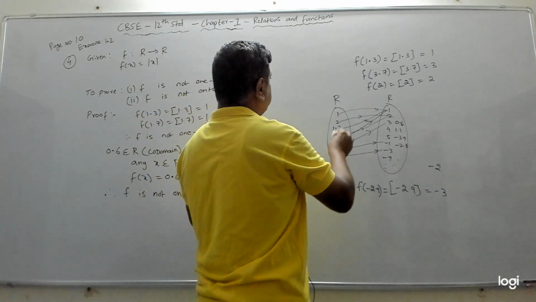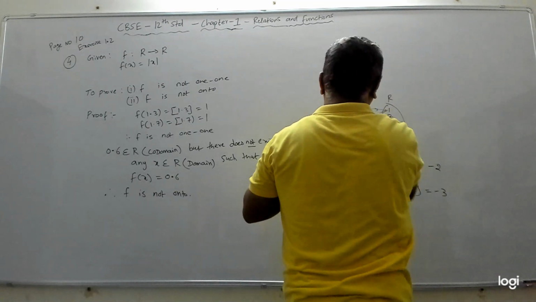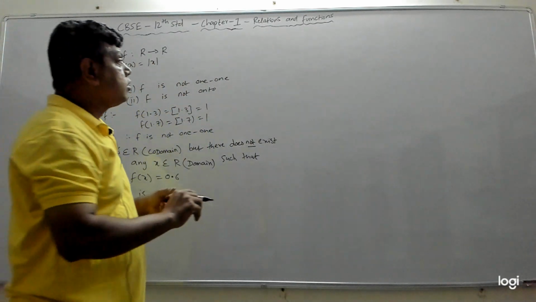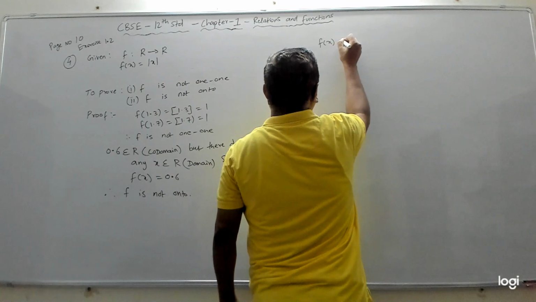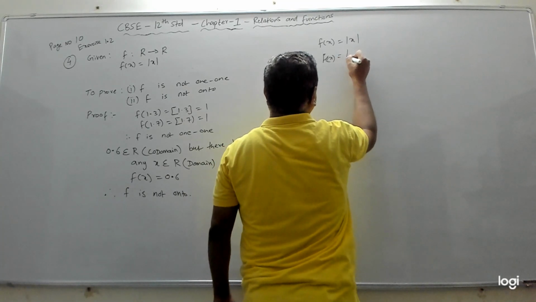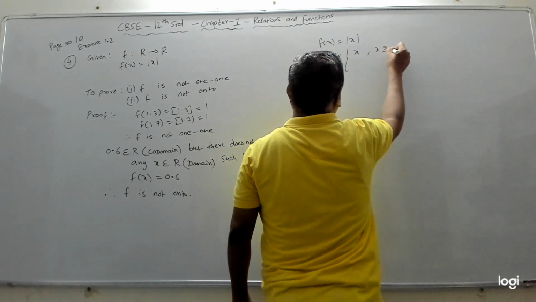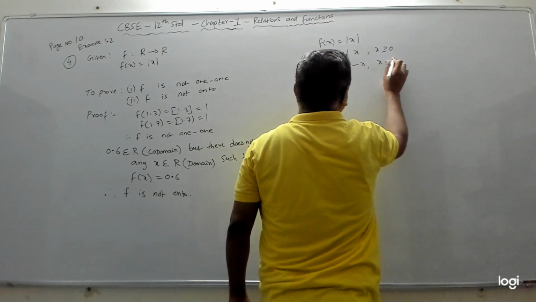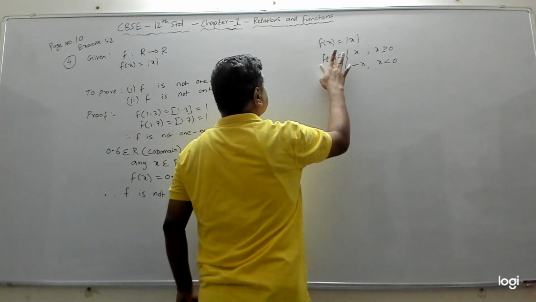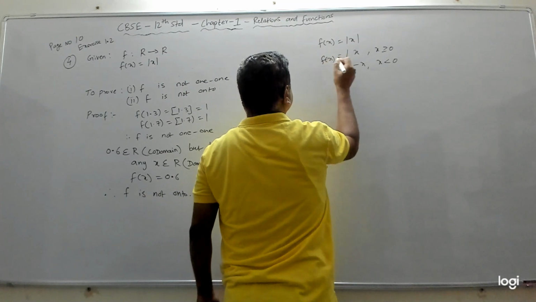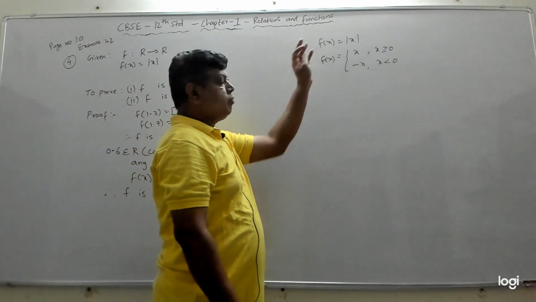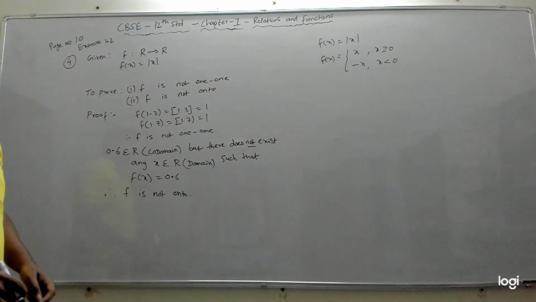Now let's try to understand this function, the mod function. We also have a definition of mod. The definition of f of x equal to mod x means we can also define f of x in this way: it is x when x is greater or equal to 0, and it is minus x when x is less than 0. Both are one and the same. The definition of mod x is f of x equal to x when x is greater or equal to 0. It becomes minus x when x is less than 0. So both mean the same. Right? So now let's try to understand how this function is.